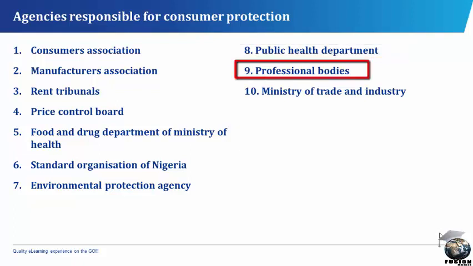We also have professional bodies. Some professional bodies like the Institute of Chartered Accountants of Nigeria (ICAN), Chartered Institute of Bankers of Nigeria (CIBN), etc., lay down rules and regulations about their profession. They ensure that members abide by the ethics of the profession by regulating their activities so as to protect the consuming public.